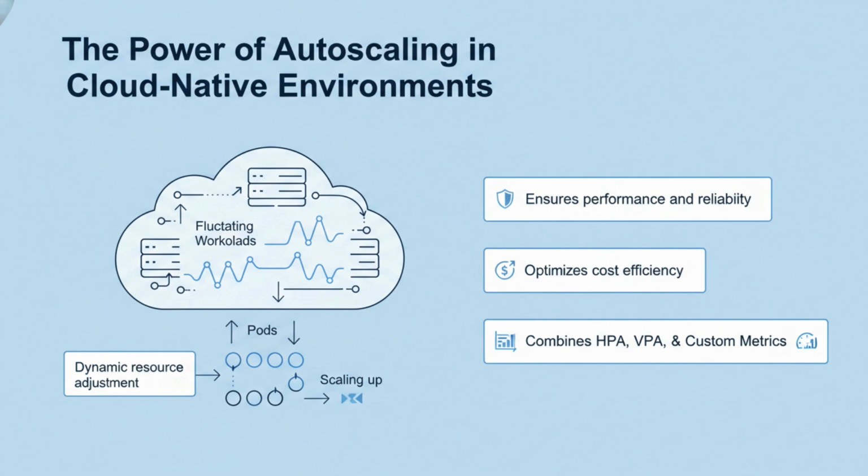We'll explore how combining horizontal pod autoscaler, HPA, vertical pod autoscaler, VPA, and custom metrics can achieve unprecedented levels of resource optimization. This isn't just about scaling up or down. It's about intelligent, adaptive resource management that responds precisely to your application's unique needs, preventing both over-provisioning and resource starvation.